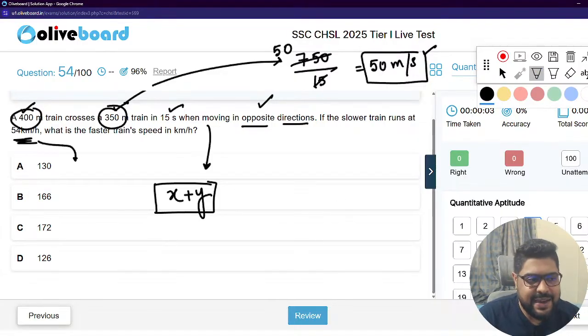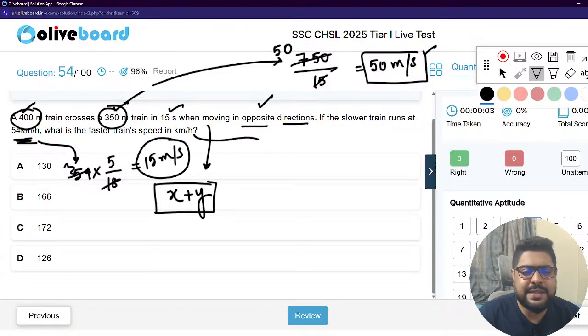Sir, that means you multiply by 5 by 18, because this value is meter per second and this is kilometer per hour. 18 threes are 54, so that is 15 meter per second. So the other train's speed will be, sir, how much total, sir? 50. So it is 15, so the other is 35.